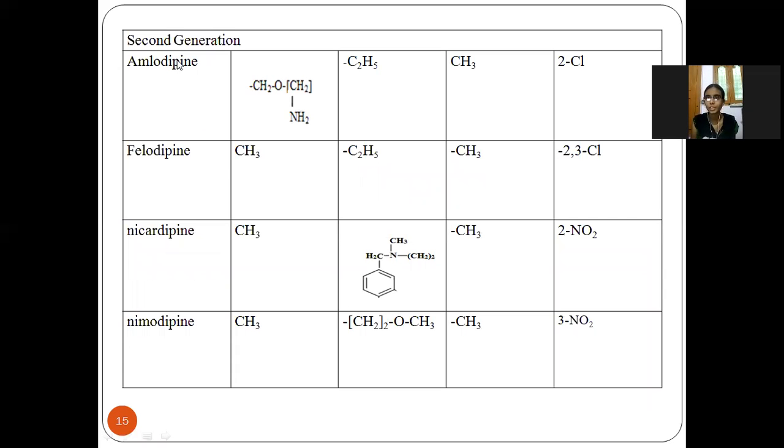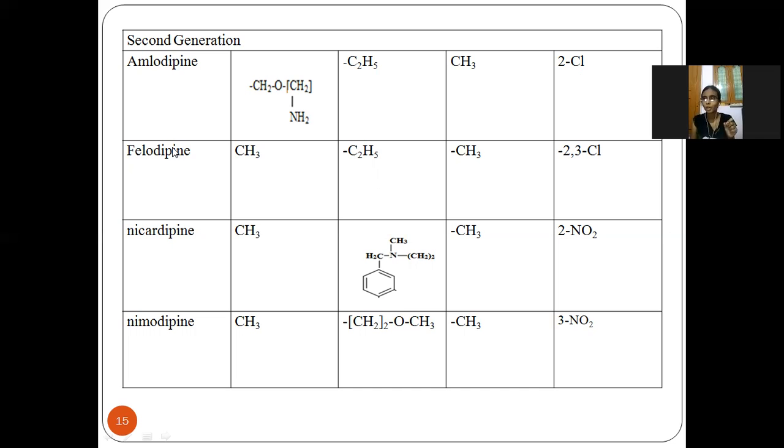Next, second generation is amlodipine. In the R1 position, you replace the ethoxy and amine group. See here, the ethyl group, and one of the ethyl groups, and this is the oxygen, and this is the amine group. So this compound is placed in the R1 position, and in the R2 position is ethyl group, R3 position is methyl group. In the X position, in the second position, if we replace the chlorine atom, we will get the amlodipine structure.